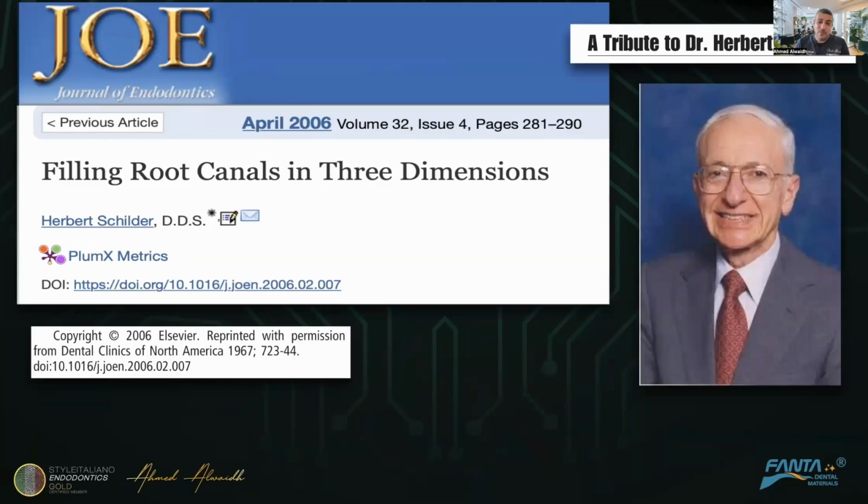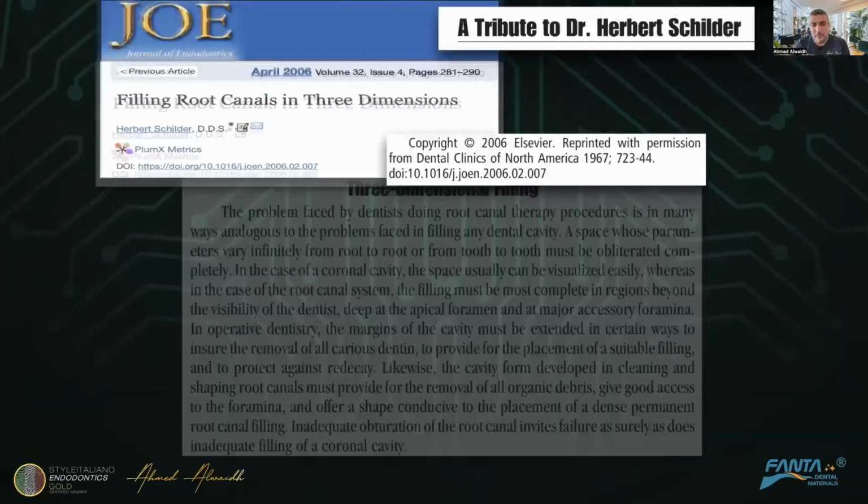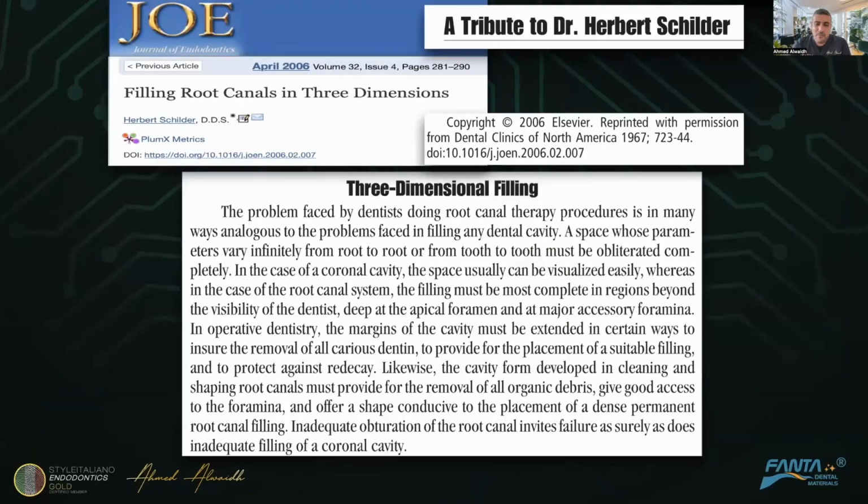So this is one of the most interesting papers published by Herbert Schilder, because if you read it, you may wonder where he got this terminology, three-dimensional obturation, in 1965. According to his paper, he said that we all know that bacteria exist in the root canal system. We all know that the root canal system is a very complex three-dimensional system.